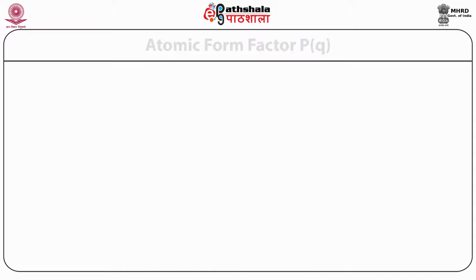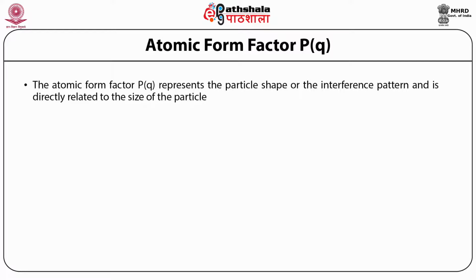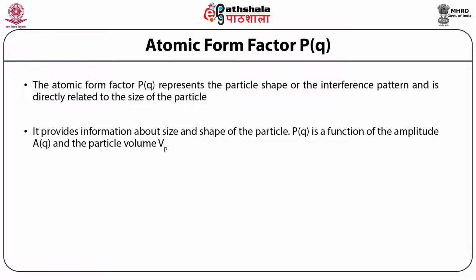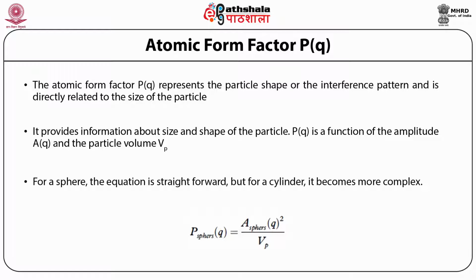Structure factor is greatly influenced by particle-particle interaction, that is, the interaction between the scatterers, and the clustering and assembly of the particles. Another term is the form factor, which is given by the symbol P(Q). It represents the particle shape or the interference pattern and is directly related to the size of the particle. It also provides information about the shape of the particle. It's a function of amplitude and the particle volume. For a sphere, the equation is very straightforward, but for cylinders it becomes more and more complex. The equation for a sphere is shown here.